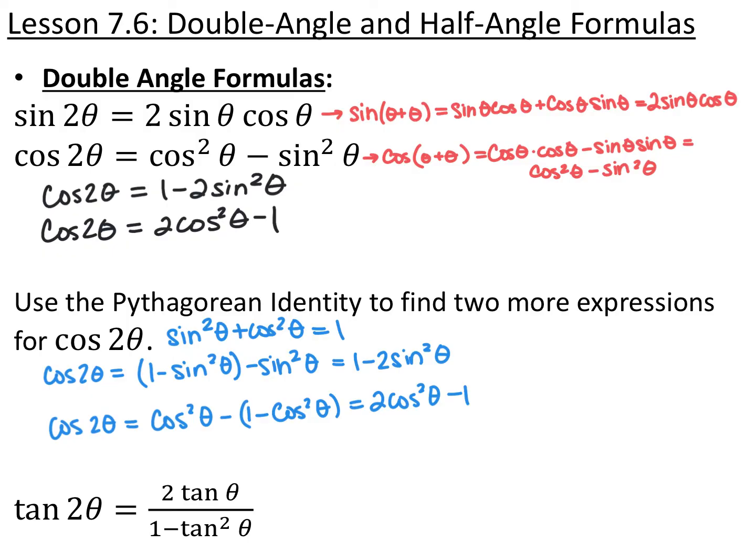It's helpful to know all 3 of them. If you don't memorize all 3 of them, at least memorize the first one, the original, and then know how to derive the other 2. And then tangent 2 theta is 2 tangent theta over 1 minus tangent squared theta. Again, derived directly from the tangent sum formula. But again, you could always do sine divided by cosine if you really needed tangent.